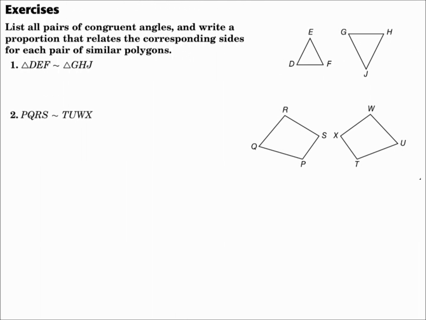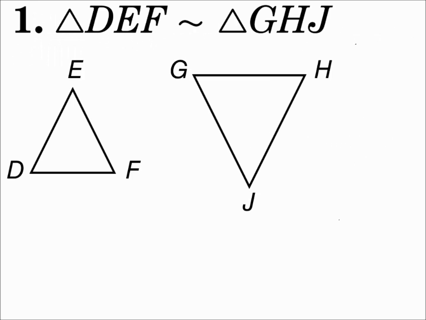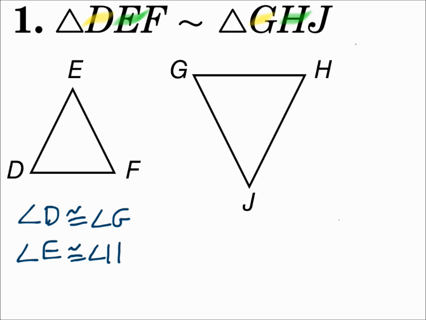List all pairs of congruent angles and write a proportion that relates the corresponding sides for each pair of similar polygons. For the angles, pair them up the way they appear in the similarity statement. D and G are first, so angle D is congruent to angle G. E and H are second, so angle E is congruent to angle H. F and J are last, so angle F is congruent to angle J.